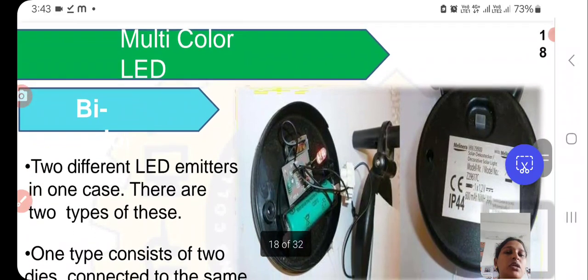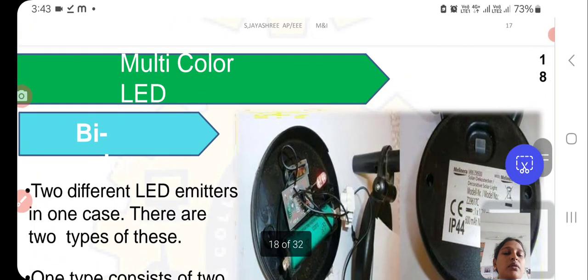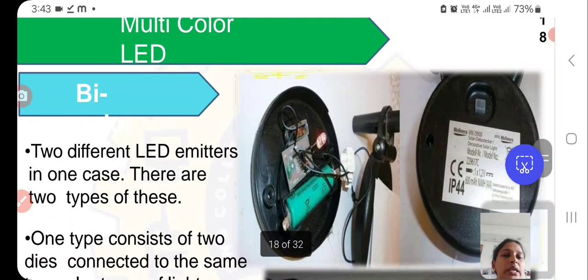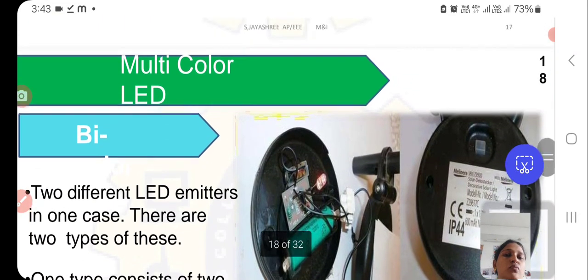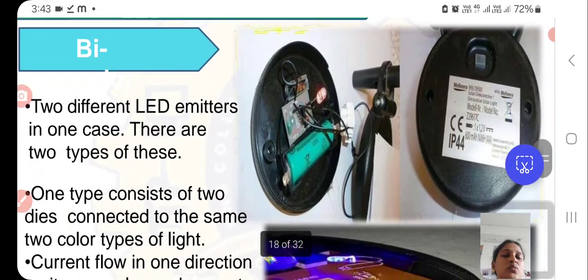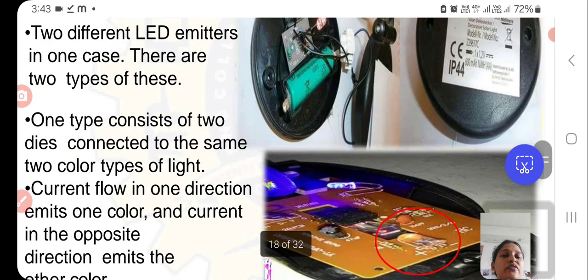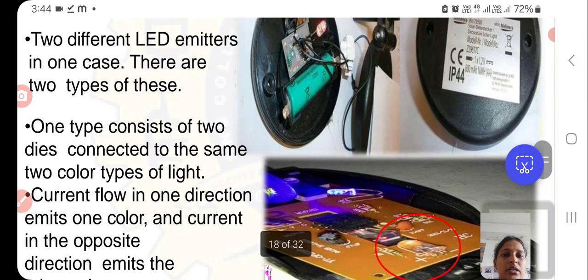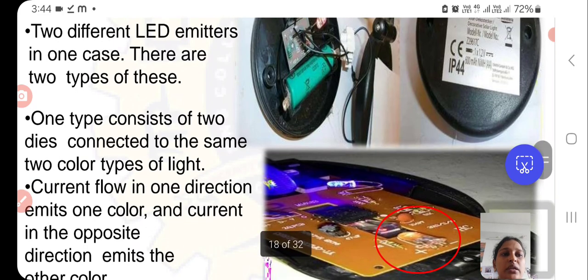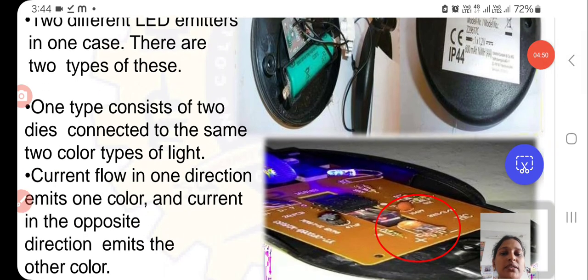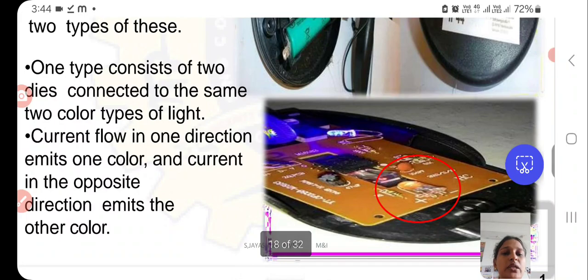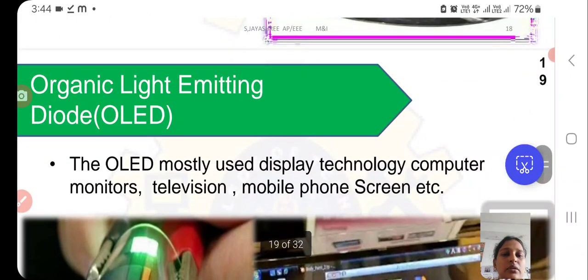Whereas when we look at multicolor LEDs, we have bicolor LEDs, tricolor LEDs and more. Bicolor LEDs means the LED will emit two different colors. Two different LED emitters are placed in a single case, as you can see in the picture shown. One type consists of two diodes connected to the same two color types. The current flowing in one direction emits one color and the current flowing in the opposite direction emits the other color.